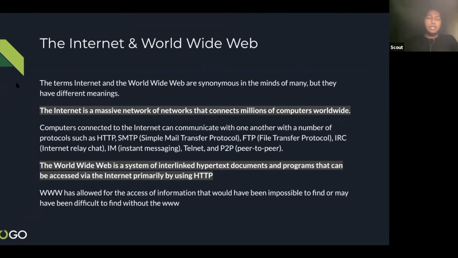So these are some definitions. The internet, as we know, is a massive network of networks that connects millions of computers, devices, mobile phones, smartwatches, my smart bulb, and everything there. Everything is connected via the internet, right? Not this table lamp. Okay. The World Wide Web is a system of interlinked hypertext documents and programs that can be accessed via the internet, primarily using HTTP. Okay, so what is HTTP? I will come to that part later.